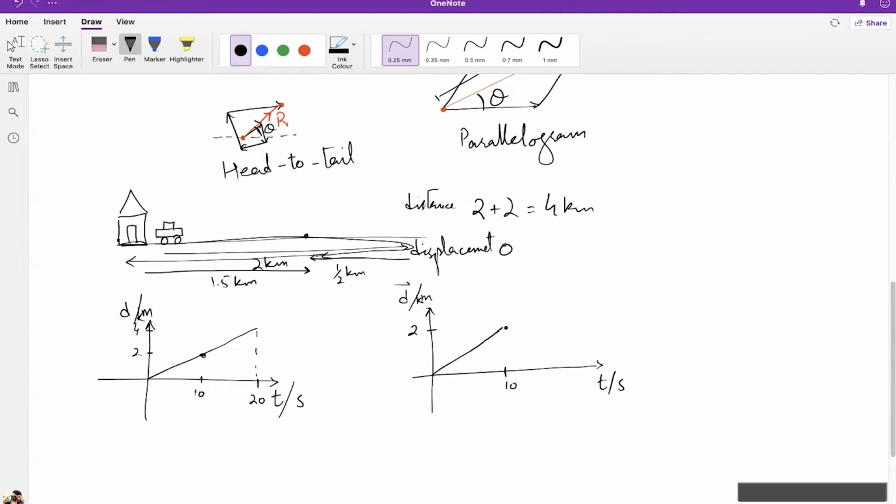And now, after that, what are you doing? You're coming back. And at 20 seconds, you're back at home. So your displacement is down to 0. Because displacement time graph will tell you at any point where exactly you are from your home. But distance time graph will only accumulate every meter or kilometer that you've traveled. So same journey, different distances and displacement. And that is a graph that we need to understand.